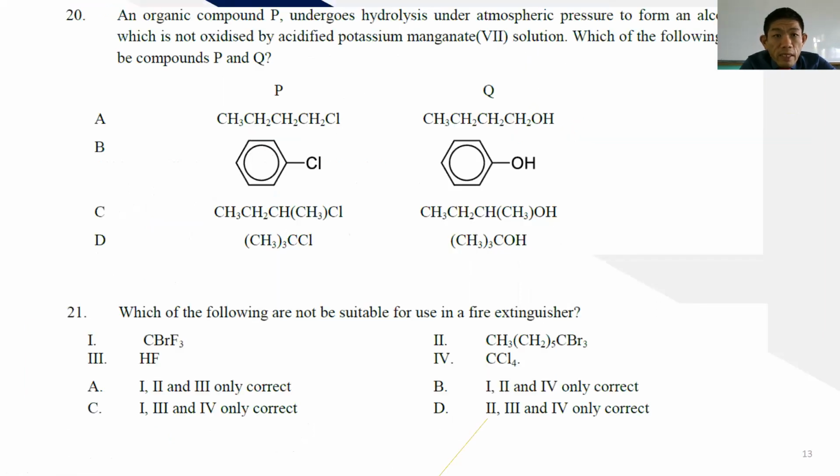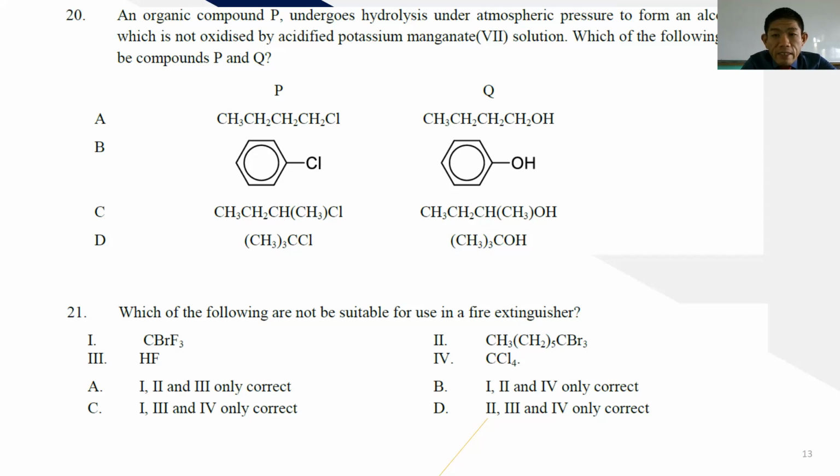Then we go to number 20. An organic compound P undergoes hydrolysis under atmospheric pressure to form alcohol Q, which is not oxidized by potassium manganate solution. Which of the following could be P and Q? So you must remember that the only alcohols that cannot be oxidized are either phenol or tertiary alcohol.